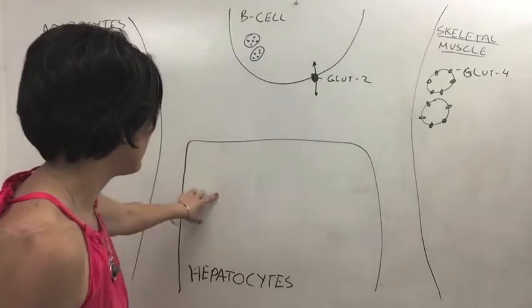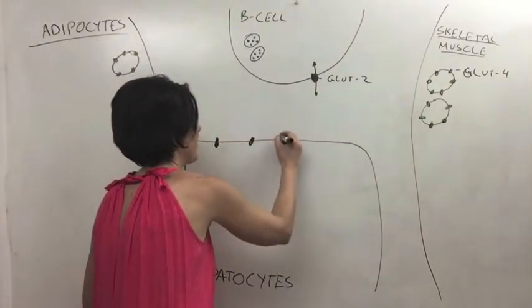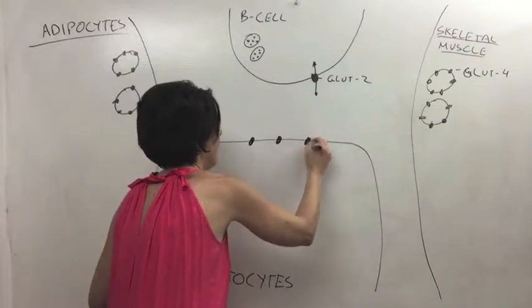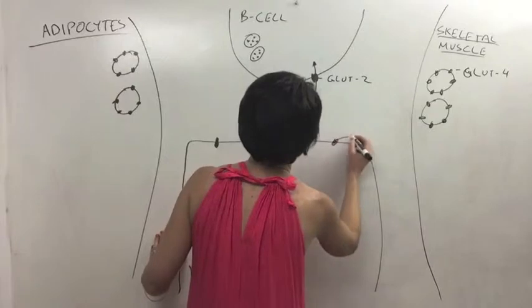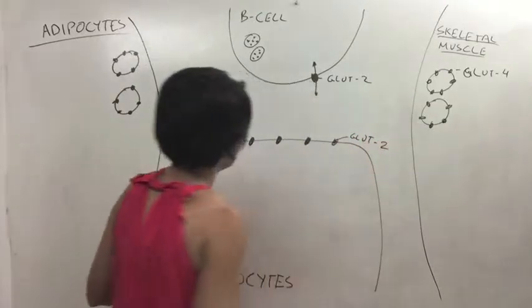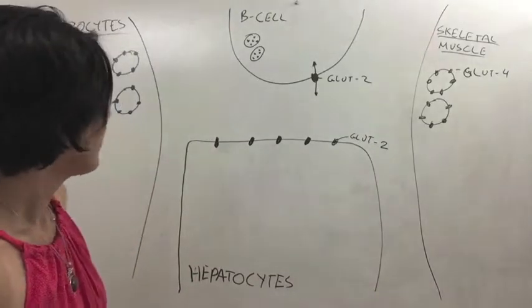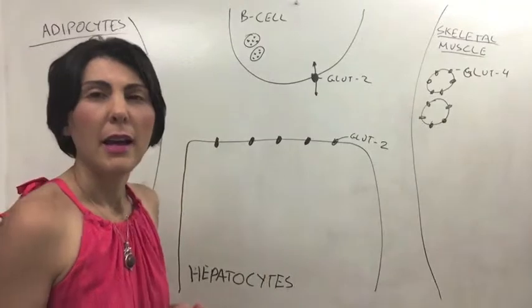Okay, hepatocytes have GLUT2 transporters, and they're always present in the membrane. And so these are GLUT2 transporters.